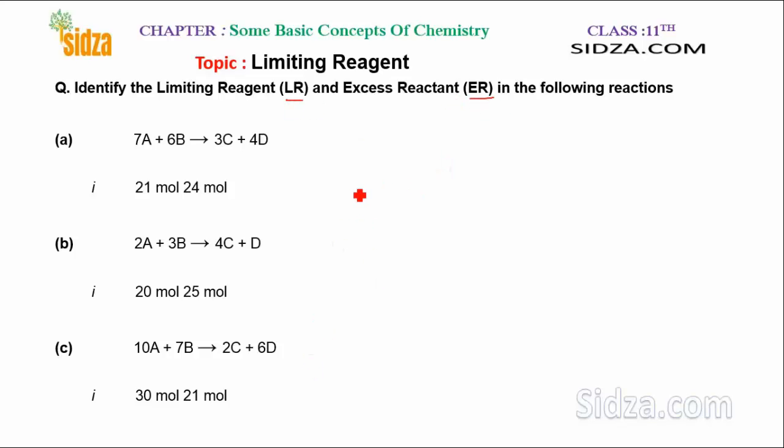In our last video, I told you that to find the limiting reagent, we compare the experimental ratios with the balanced equation ratio. So the balanced equation ratio here is A by B. The balanced equation ratio is 7/6, right? Which is equal to 1.166. And the experimental ratio here is, 21 moles of A reacted with 24 moles of B. And the ratio here is 0.875.